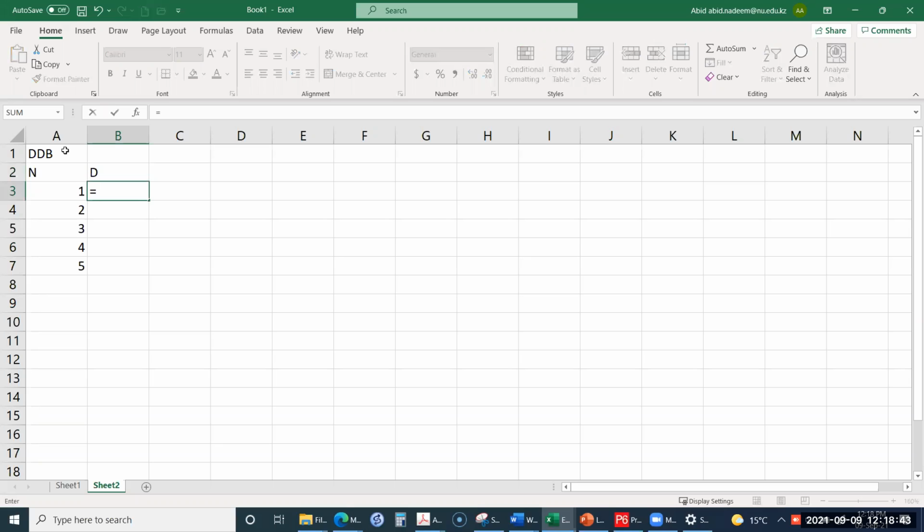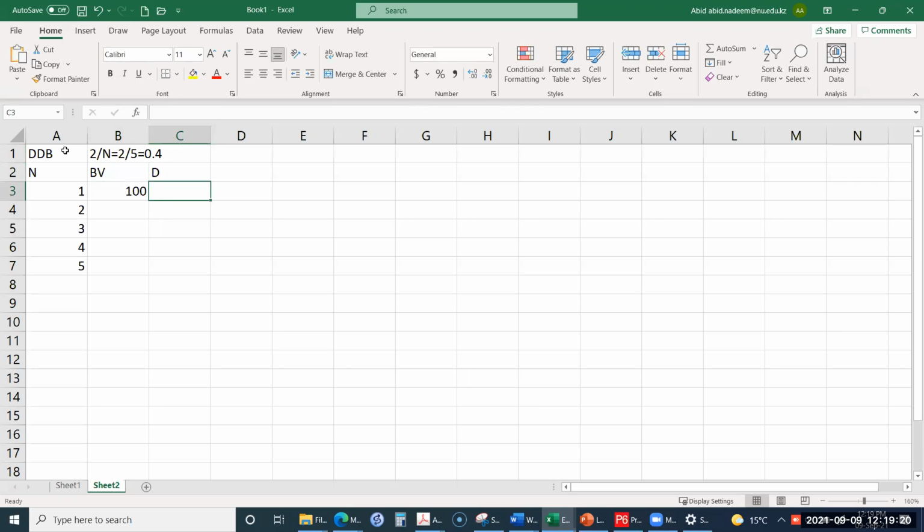The depreciation will be based on the book value. If, for example, you take the book value at the start of the year as 100, just for our reference, then the depreciation in the first year will be how much? Because 2 over n, that is 2 divided by 5, is equal to 0.4. So the depreciation in the first year will be how much?